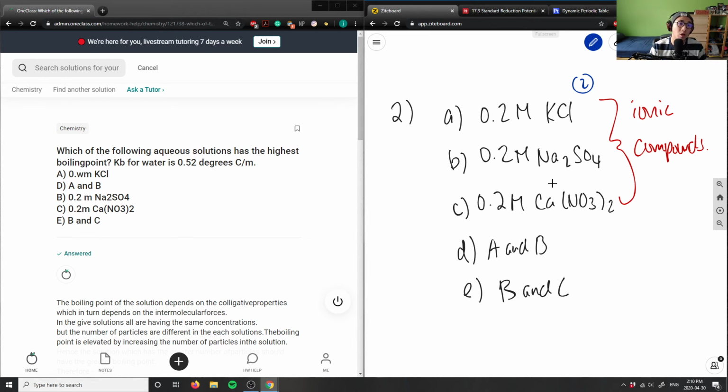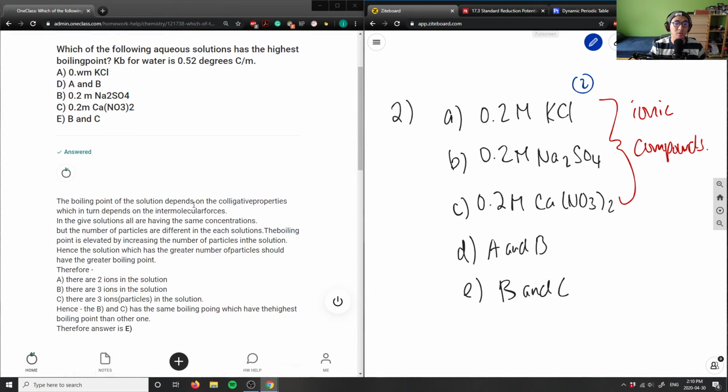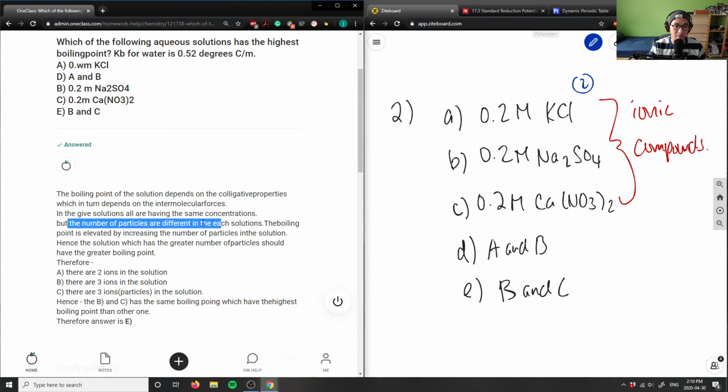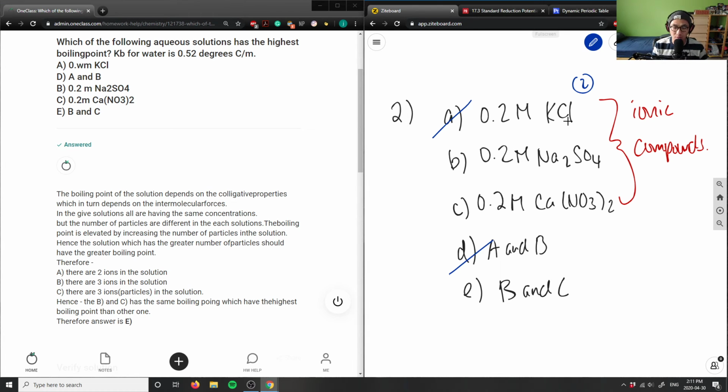So in this case, when we talk about boiling points here, I would have to say that potassium chloride would have a lower boiling point than sodium sulfate and calcium nitrate, just simply due to size, right? As you can see, they also wrote here that in the given solutions, they have the same concentrations, but the number of particles is different. And boiling point is elevated by increasing the number of particles. So potassium chloride has the lowest boiling point, so this would be our wrong answer, which means D would also be wrong here.